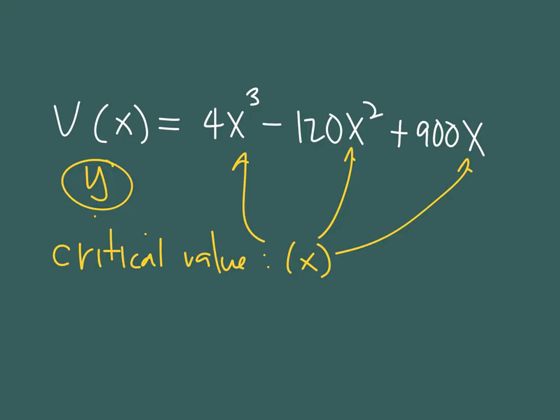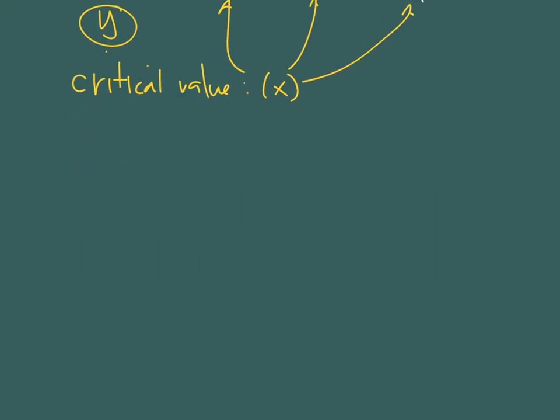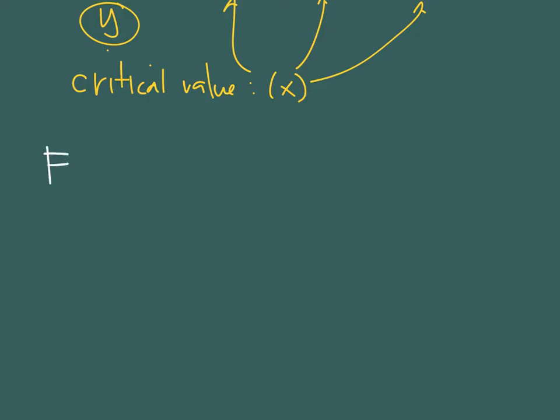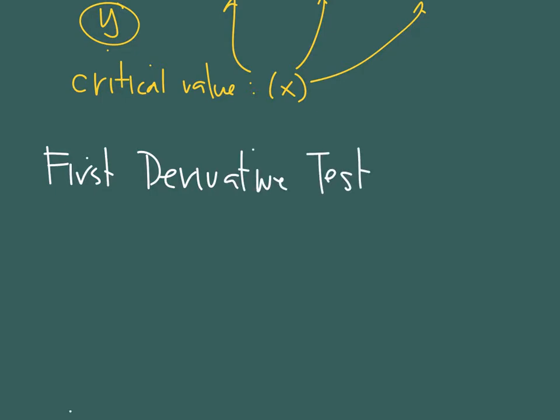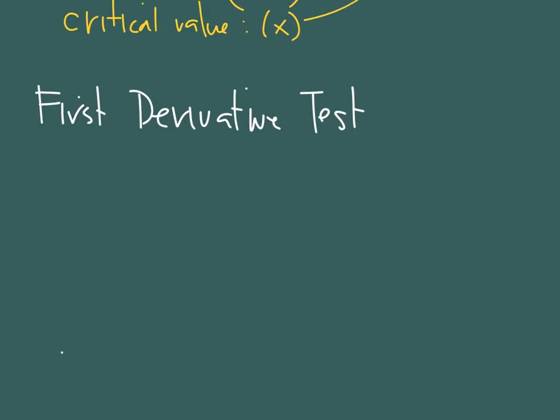Okay, so this process is what we call the first derivative test. We will be applying the first derivative test. By the name, it suggests that we only have to use the first derivative. Later on, when we use the second derivative test, we will go until the second derivative of the function. Okay, so how do we apply the first derivative test?